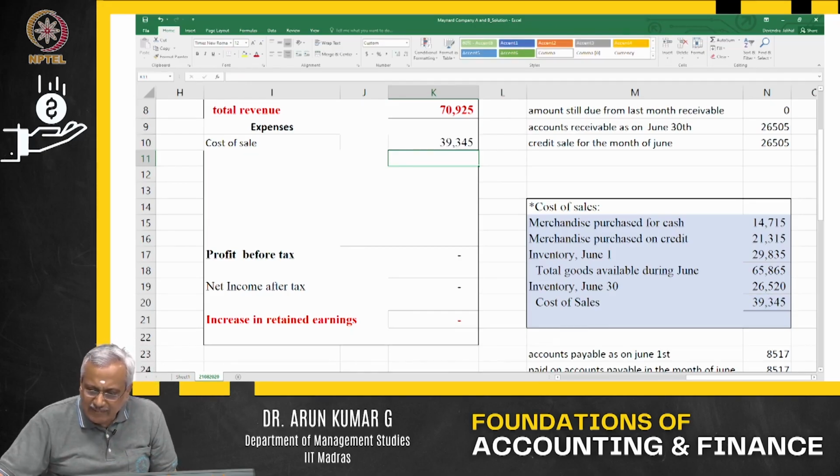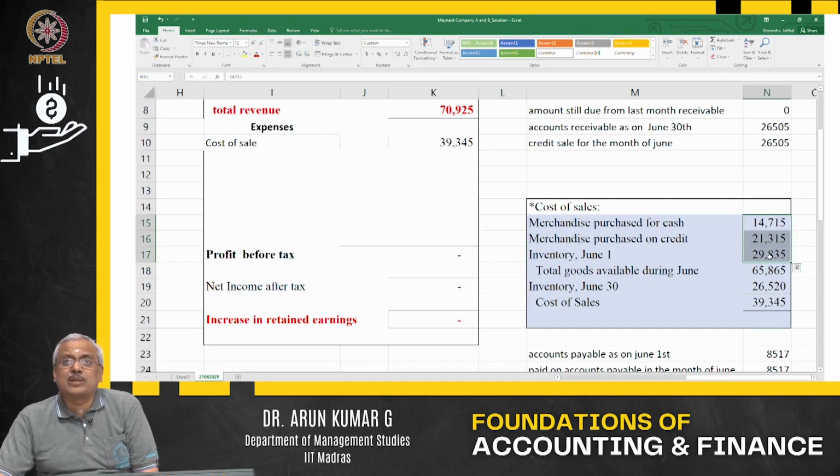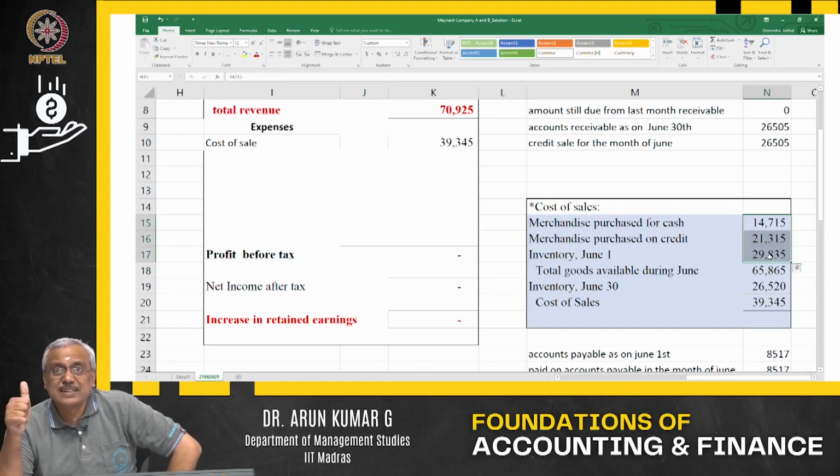All these three put together gives you what is available for the month. Cash purchase, yes. Credit purchase, yes. Inventory at the beginning of the month, yes. All these three pooled together is the inventory that is available to you. Now, what are we worried about? P&L, income statement, how much utilized? How do I know how much utilized? What is available minus what is still left over is what is utilized. That is what we calculate.